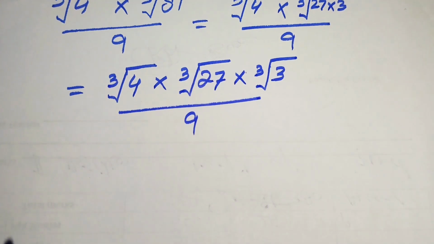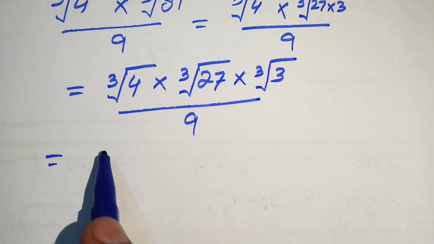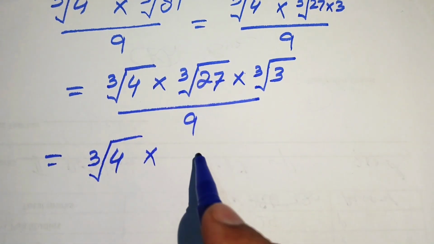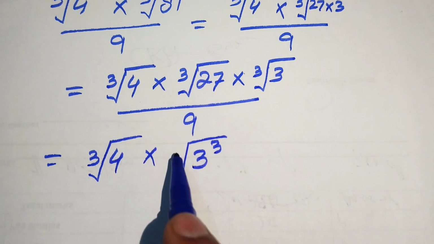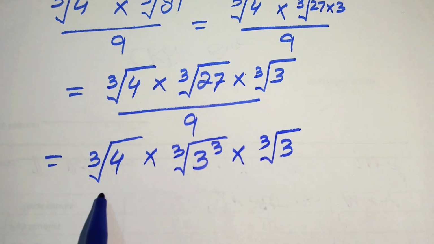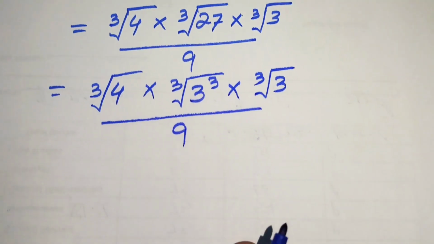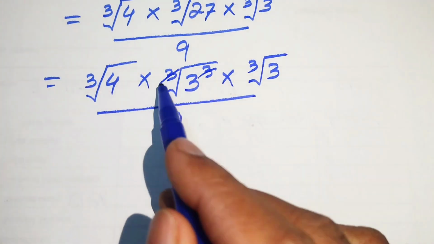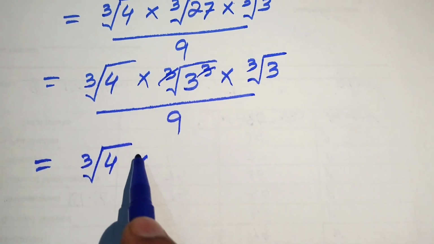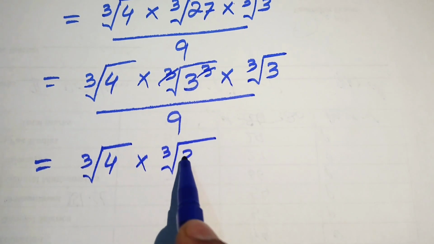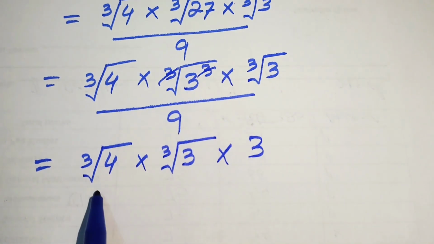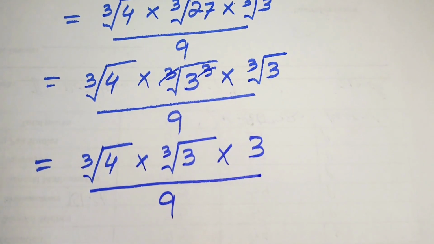So further, in the next step, we focus on this term, and we write it as cube root of 4 multiplied by, we write this 27 as 3 cubed, and its cube root multiplied by cube root of 3, and it is divided by 9. And now you see this 3 and cube root are gone, and you obtain cube root of 4 multiplied by cube root of 3 and multiplied by this 3, and it is divided by 9.